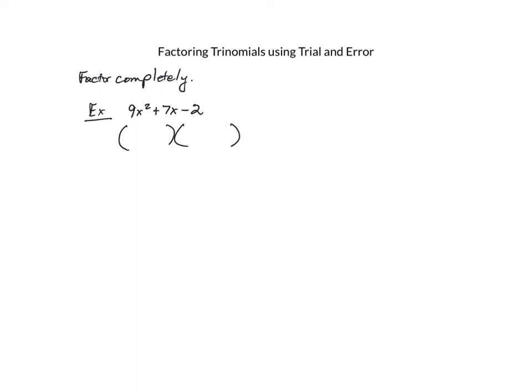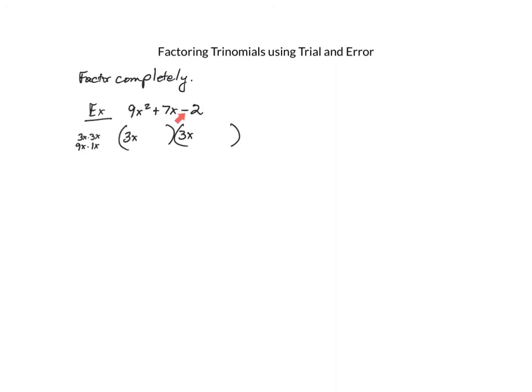Now this time I have a 9x squared up front. So I have to decide whether I want to try a 3x and a 3x or a 9x and a 1x. So using my trial and error strategy, pick one. If it doesn't work, we'll move on to the other one. So I'm going to try 3x and 3x first.